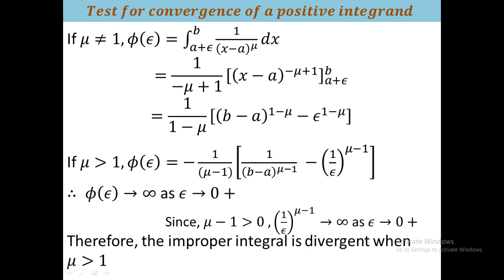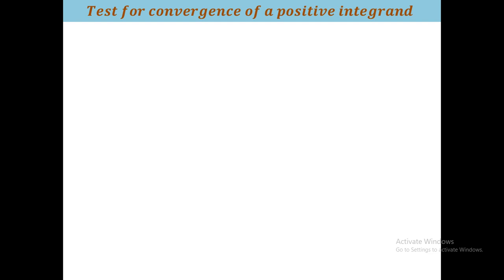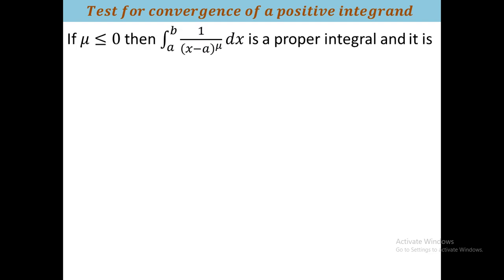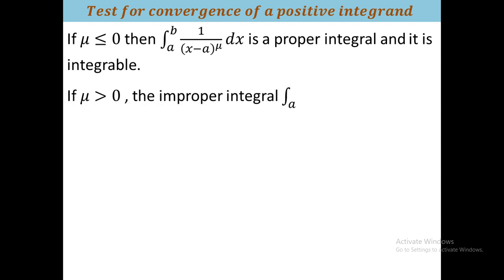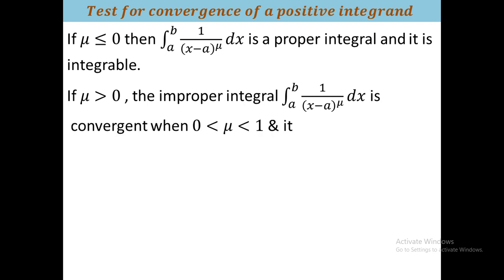Okay, so we get when mu is less than or equal to 0, the improper integral is a proper integral and it is integrable. When mu is greater than 0, then the integration is improper. And we see that it is convergent when 0 is less than mu less than 1, and it is divergent when mu equal to 1 and mu greater than 1.